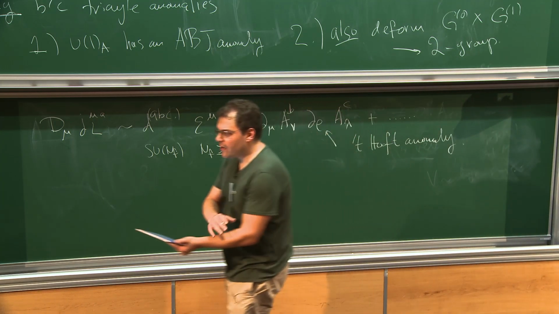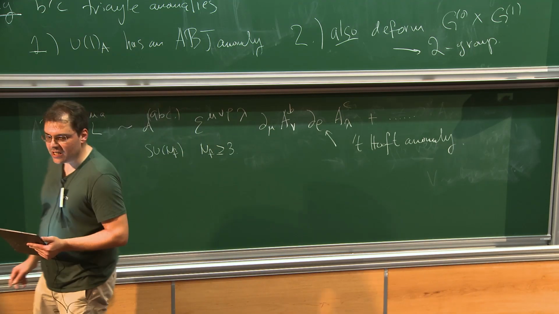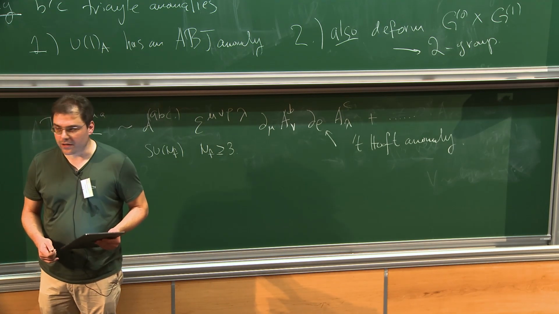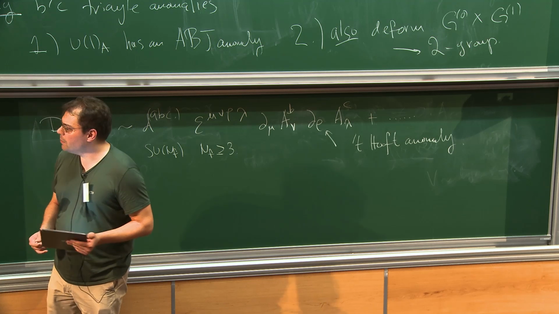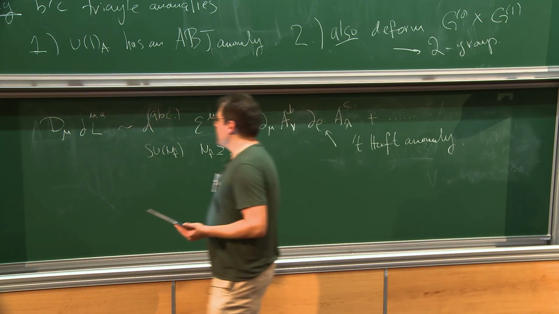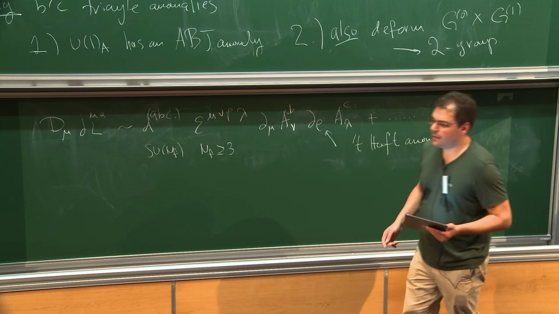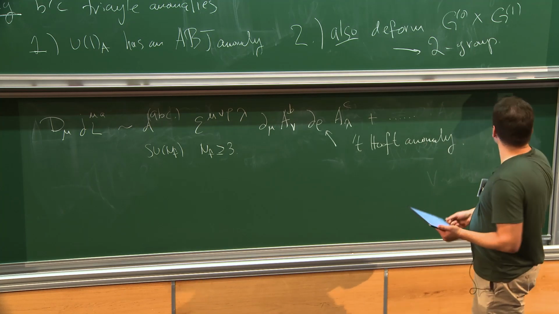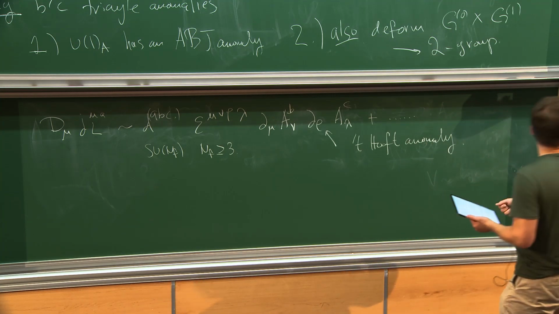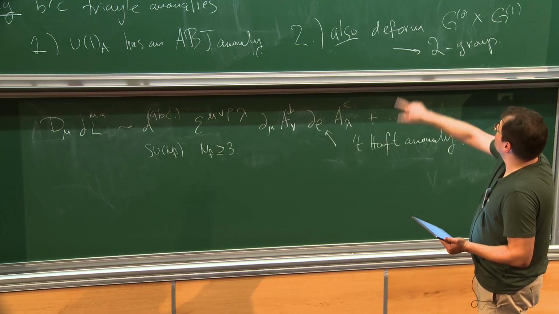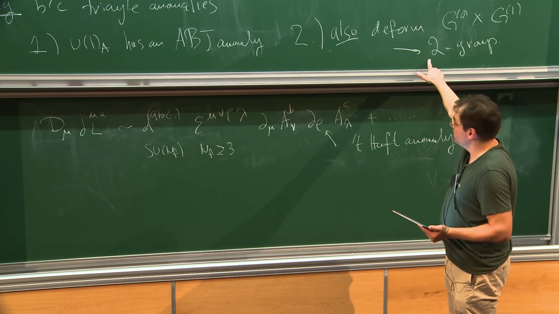It turns out that there's one triangle diagram we haven't discussed yet. And this triangle diagram is very particular to QED. It doesn't exist in non-abelian gauge theories. It requires an abelian gauge group. And that's a triangle diagram involving only one photon and two currents. So that's the one that's going to lead us to the non-trivial 2-group.